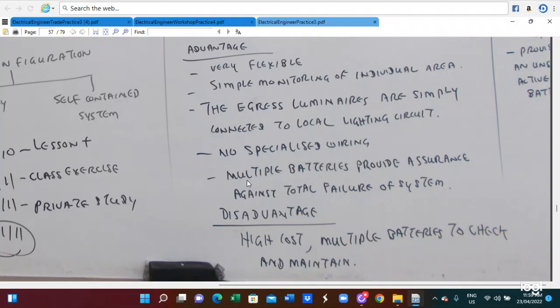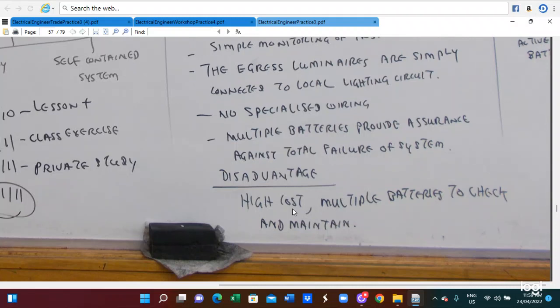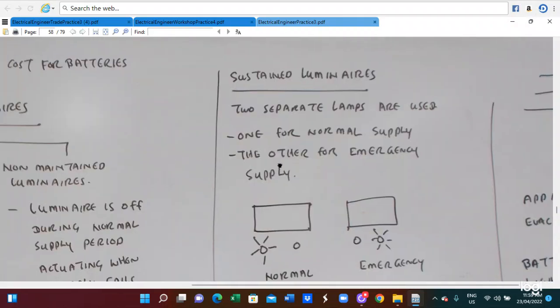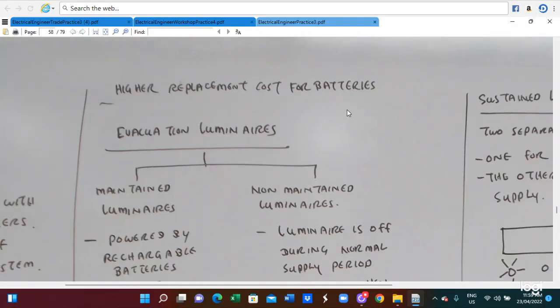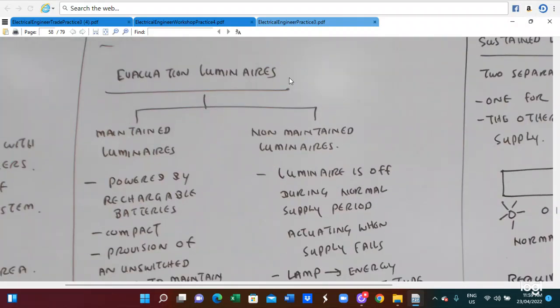And the multiple batteries provide assurance against total failure of the system. But the disadvantages are that they are high cost, and there are multiple batteries to check and maintain. So this is the higher replacement of the battery charge. Here is the evacuation luminaire.